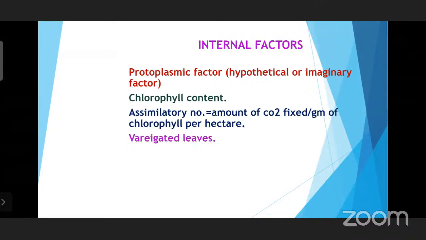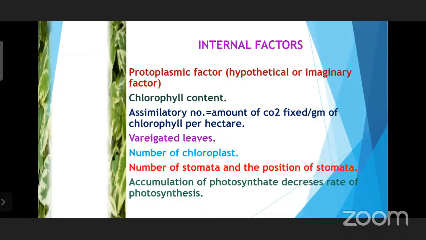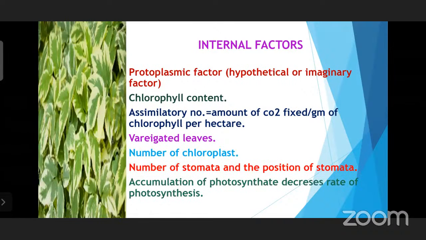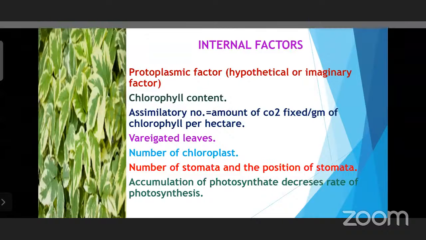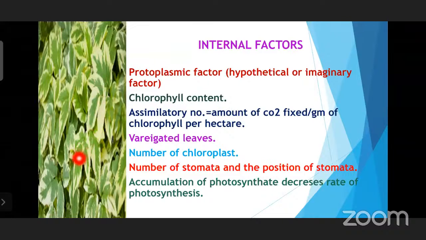Variegated leaves. It is very important to study about the variegated leaves, this assimilatory number, because a variegated leaf is nothing but, you can see here, variegated leaves will be having other colors also. Other than chloroplast, other pigments are going to be present in more quantity, and they'll give these patterns of colors on the leaf. So they are called variegated leaf.